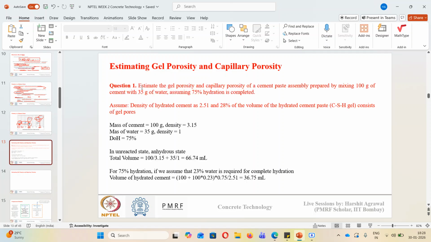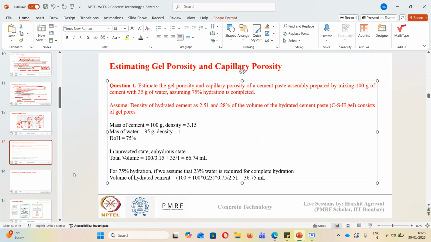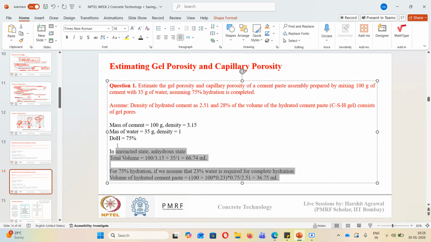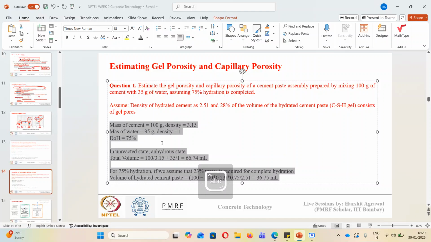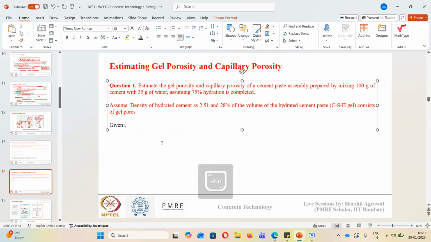Now let me copy this. Right now we know the total volume in the unhydrated, unreacted state, and we know the volume of hydrated cement paste. Next, we want to calculate gel porosity, and it is given that gel porosity is 28% of the volume of hydrated cement paste.